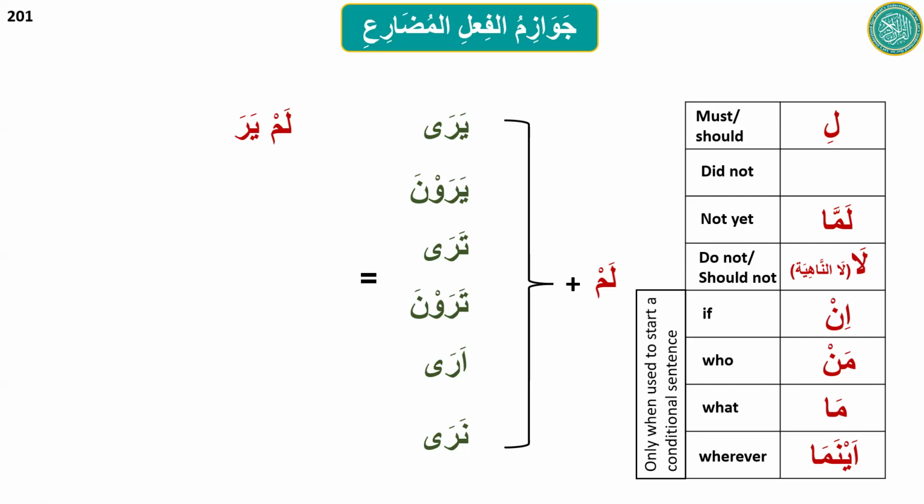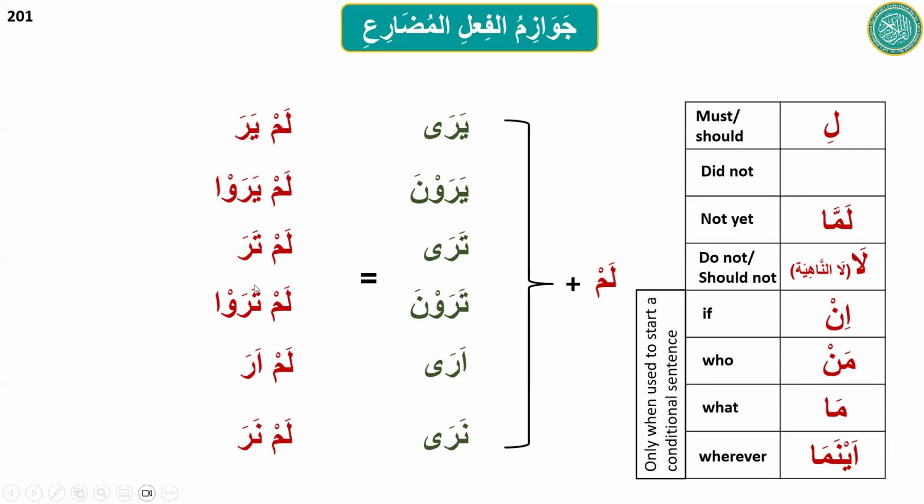And lam yara is now majzoom. This is a majzoom form of yara. So this is what the Arabs do. If the last letter doesn't have anything on it, like the ya here, they just remove the letter. For the plural, they do the same thing: remove the noon. Lam tara. What would be the next one? Lam tara. Next, lam ara. Lam nara. That's it. Alam tara kayfa, you will see in Surah Al-Fil. Alam tara. The ya is gone in that case because it has become majzoom.